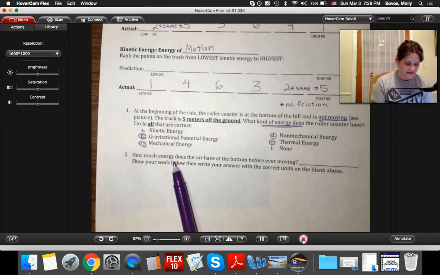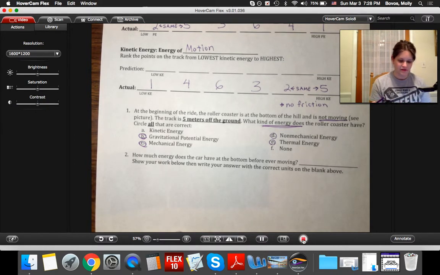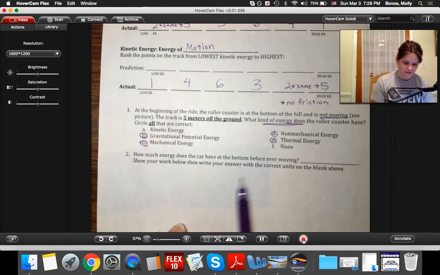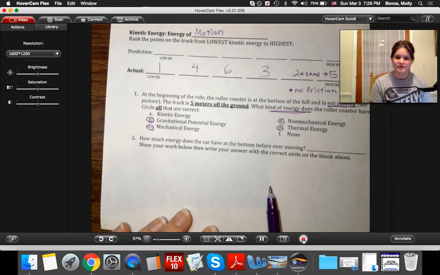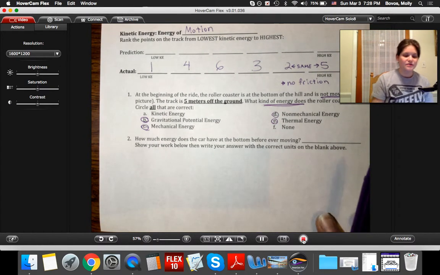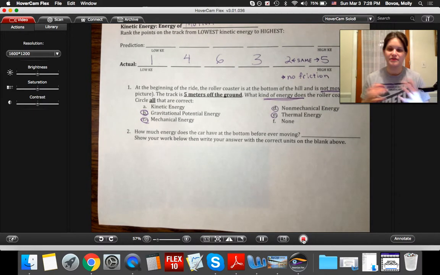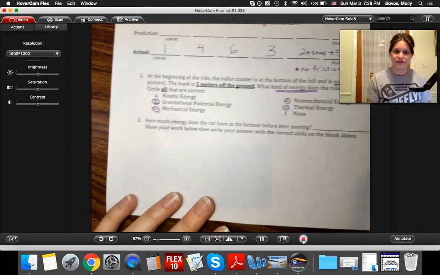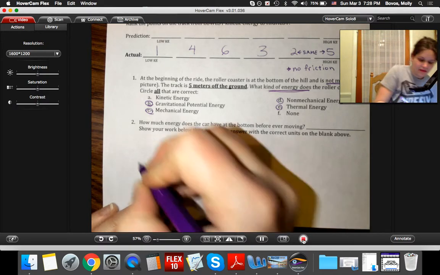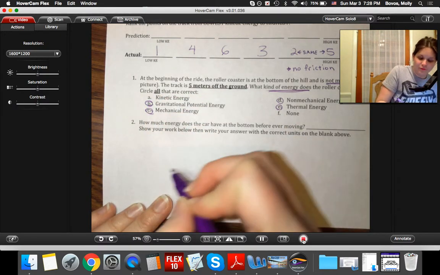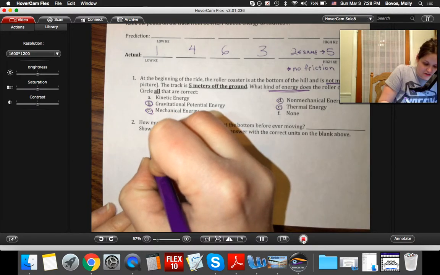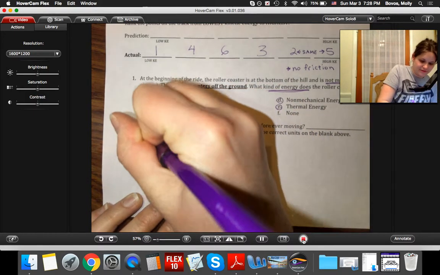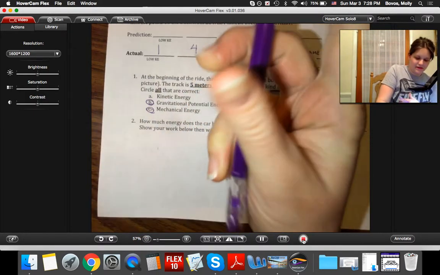Now, let's actually talk about calculating the amount of energy that the car has before it ever starts moving. So we're going to show some work down here, as an example calculation. We haven't learned the calculations for different types of energy yet, so I'm going to teach you the calculation for gravitational potential energy. Let's use PE for potential energy.